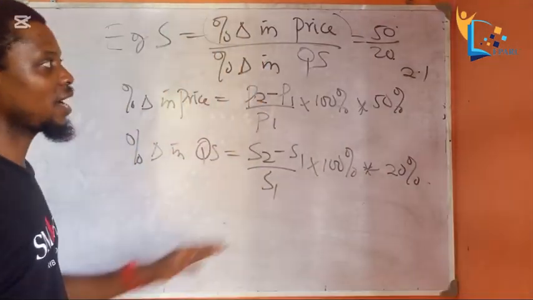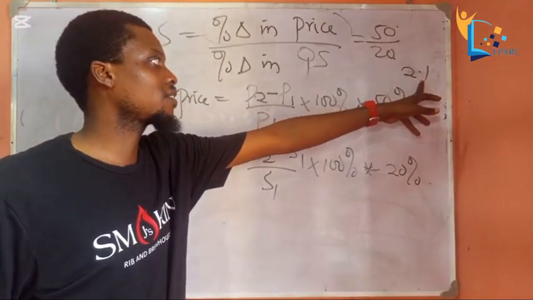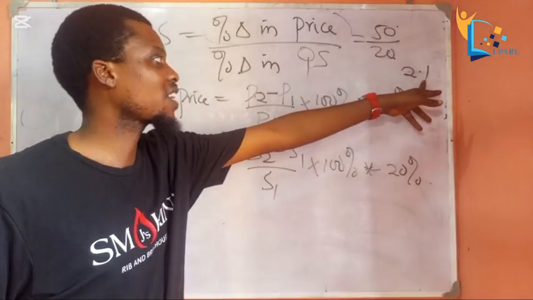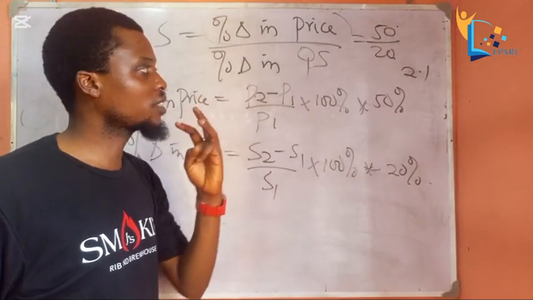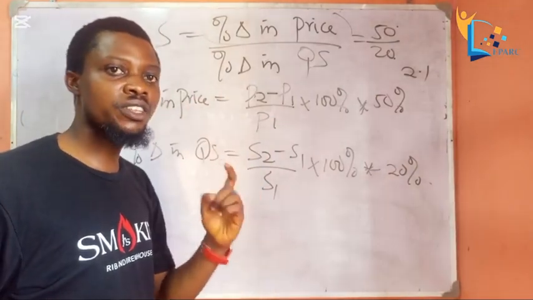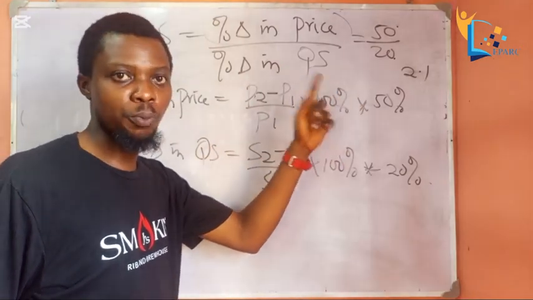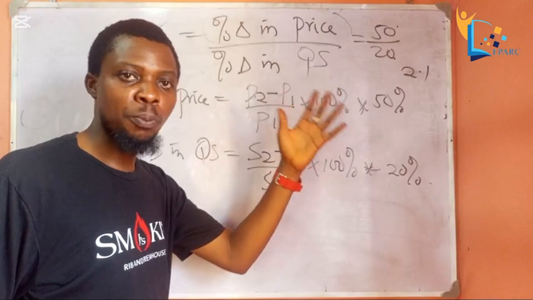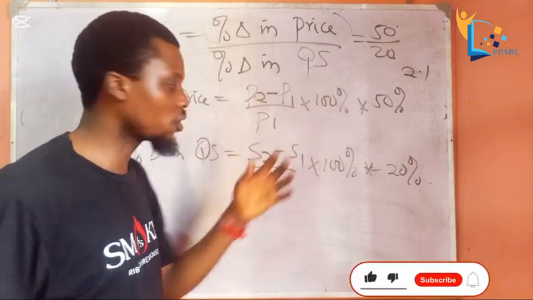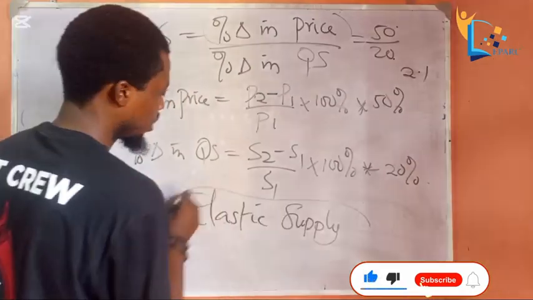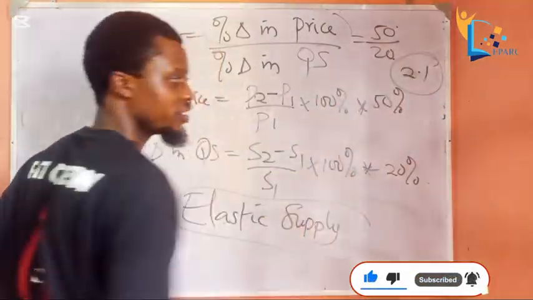Whatever you get after dividing, for instance you got 2.1 as your answer. Under what elasticity does it fall? Does it fall under elastic, inelastic, unitary, zero, or infinitely elastic? Of course, 2.1 is greater than 1, so it's under elastic supply. So that's where your coefficient falls.